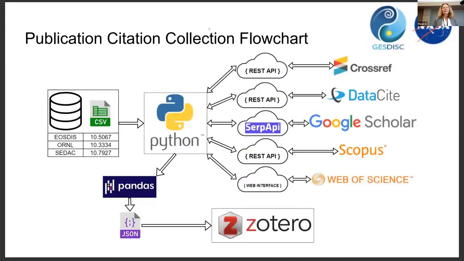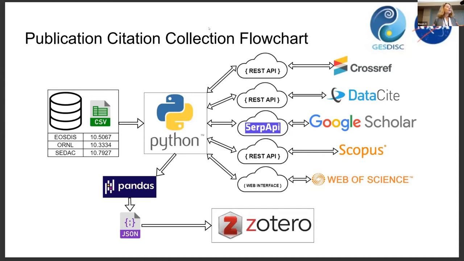And this is a solution. What we've done here at GES DISC, we searched the major sources of bibliographic data. And the sources are such as Web of Science, Scopus, Crossref, Google Scholar, and of course, DataCite.